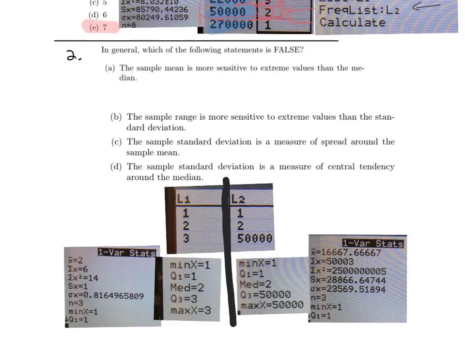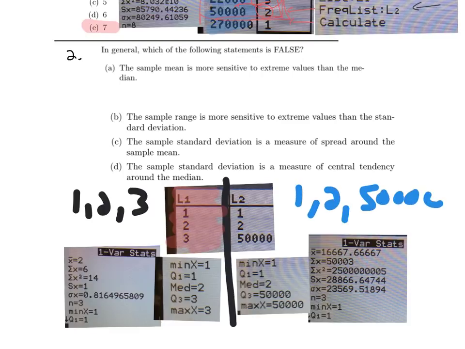Problem 2, in general, which of the following statements is false? What I did to answer this question was I gave you 2 sets of data. I gave you the data 1, 2, and 3, so that's one set of data, and I'm giving you 1, 2, and 50,000. To demonstrate the properties of statistics, I ran the one variable stat test for the 1, 2, and 3, and I also ran it for 1, 2, and 50,000.